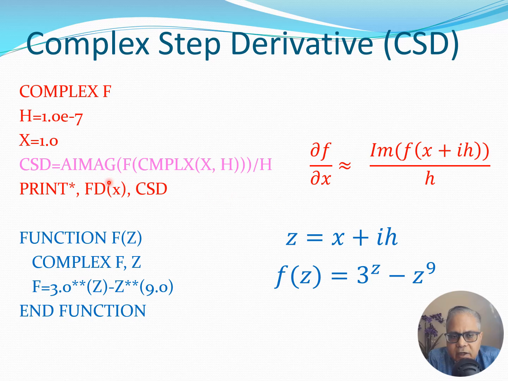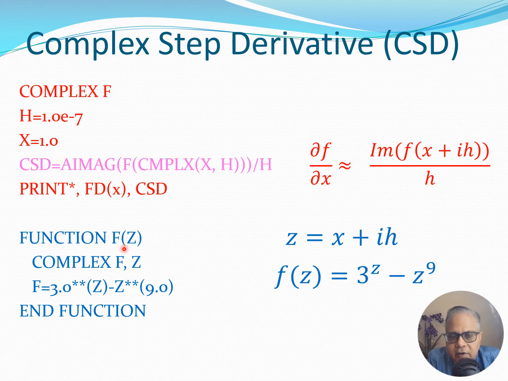So you can see here I have taken the imaginary part of f, where f is a complex number having x and h as the real part and the imaginary part, and then I divide that entire thing by h. So I'm using two functions which are built into Fortran here, the cmplx function and the aimag function, and then I simply print out fdx and csd. fdx I will define in the next slide, that is the actual derivative value, and then also I have csd which I have calculated here.